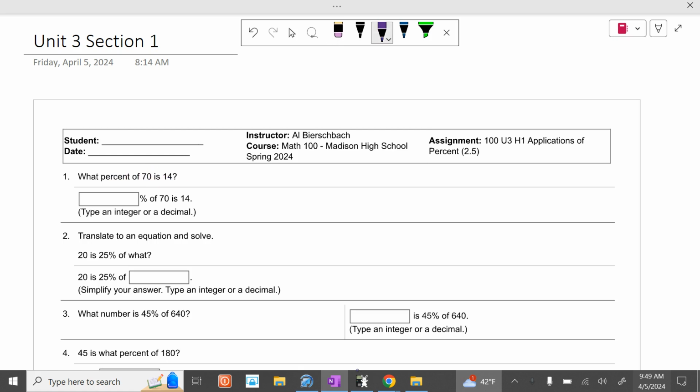So it says, what percent of 70 is 14? So we multiply and we divide by 70, and x equals 14 divided by 70. Calculators, get them out because you'll need them today. It's 0.2, right? How do we change a decimal into percent? Multiply by 100. So it's 20% of 70.